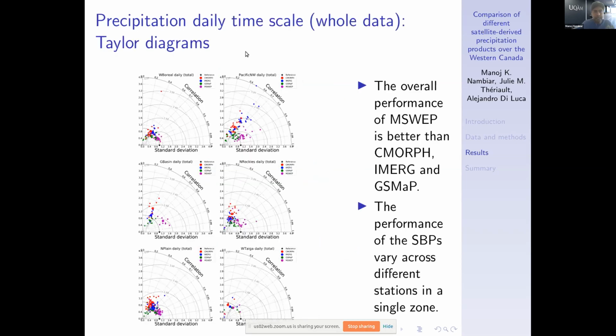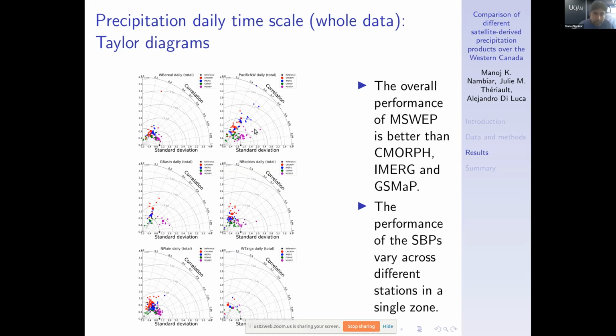This is the precipitation data accumulated at a daily time scale. We use a Taylor diagram. On the x-axis and y-axis are the standard deviation, on this axis is the correlation, and here we have the RMSE. On the right, you can see a star, which is the reference data. If a point is on the right side, it has high correlation, and if it is close to the station data, then it has the best performance.